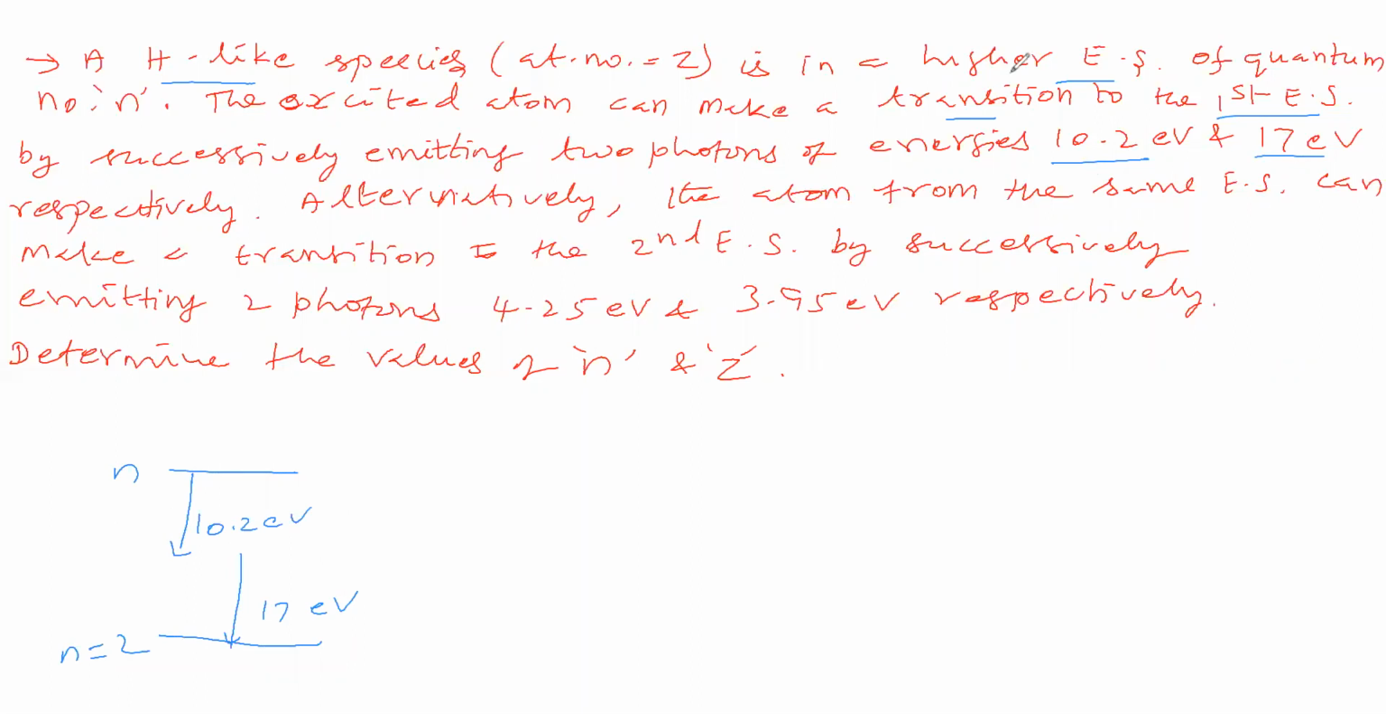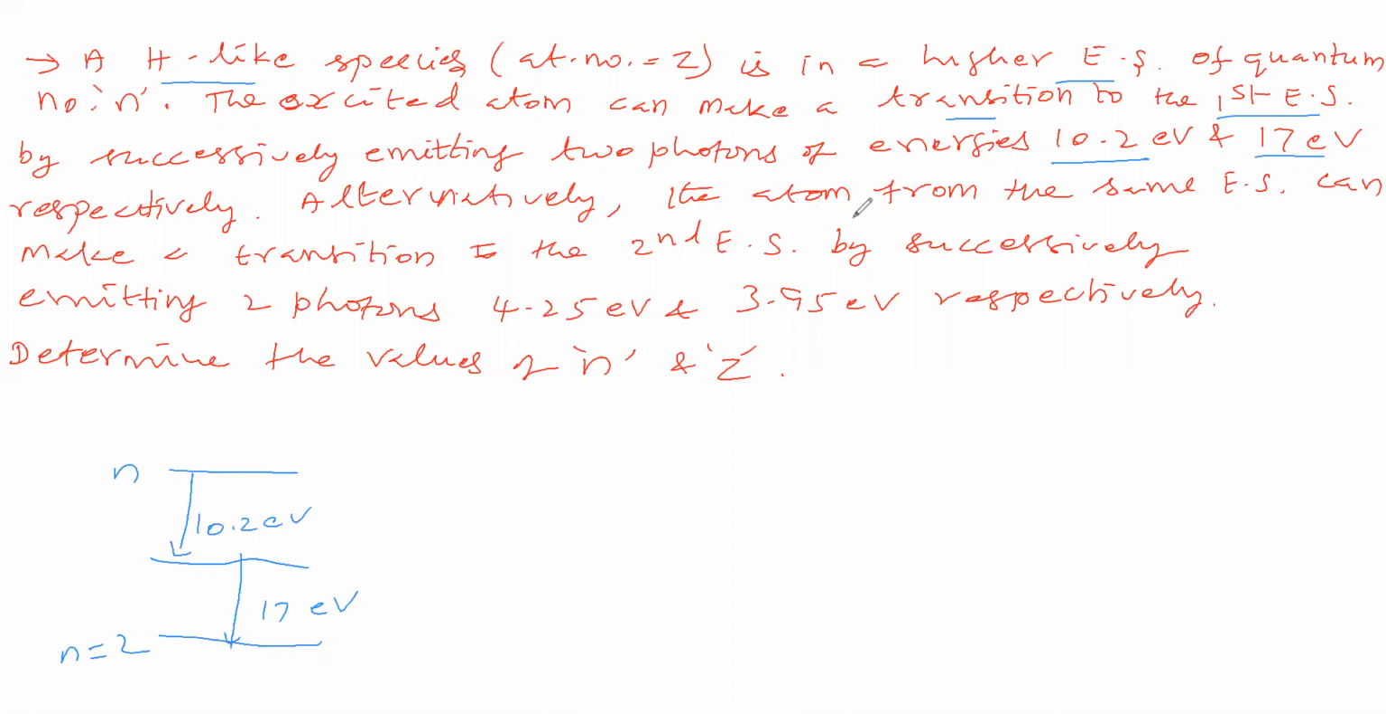Now you see that this hydrogen-like species is in a higher excited state, with quantum number n. It is jumping to the first excited state, n equal to 2, by emitting two photons. One is 10.2, another one is 17. So emitting a 10.2 electron volt photon means coming to one level, and from this level to n equal to 2 means emitting 17 electron volt.